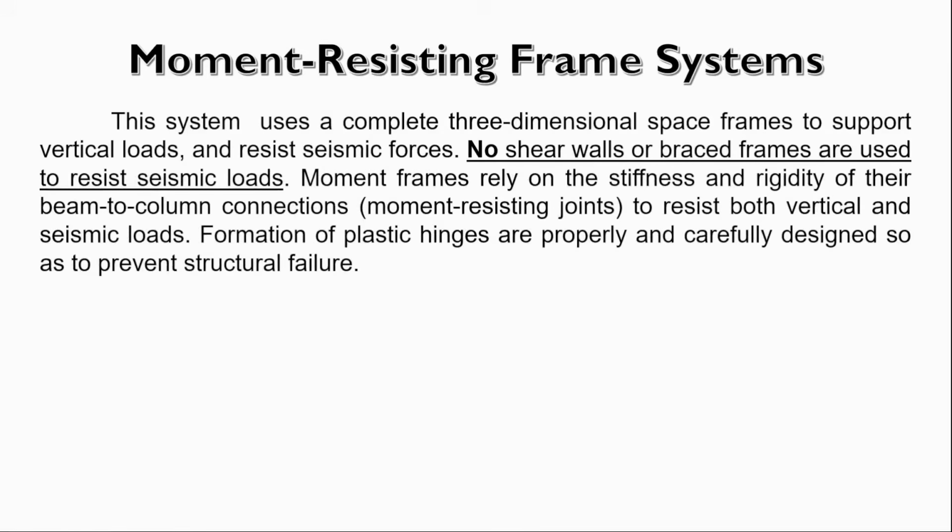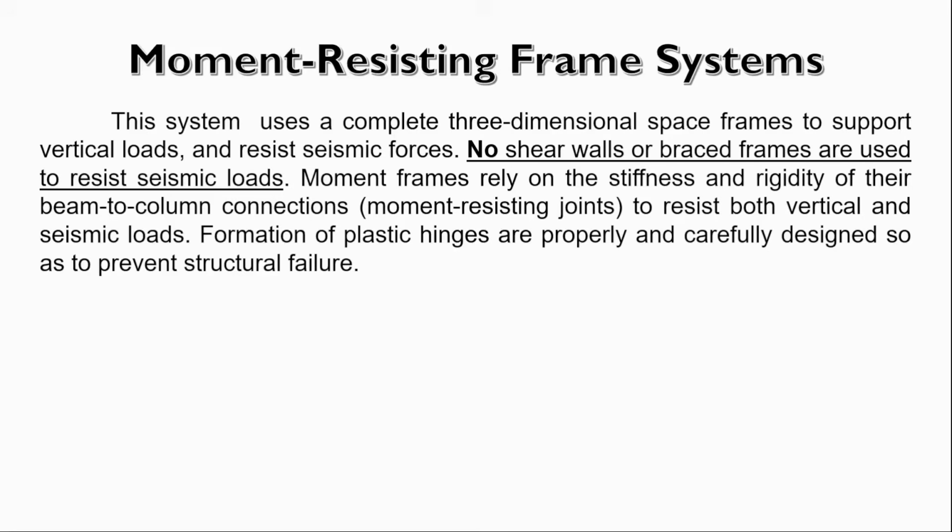So moment resisting frame systems have no shear walls or brace frames that resist seismic loads. Therefore, the only thing that resists the earthquake load and the vertical load is the space frames. So as you can see, if we compare the moment resisting frame systems to the bearing wall systems, the bearing wall systems have no frames, only walls, and moment resisting frames have no walls and brace frames. So take note of the difference between bearing wall system and moment resisting frame system.